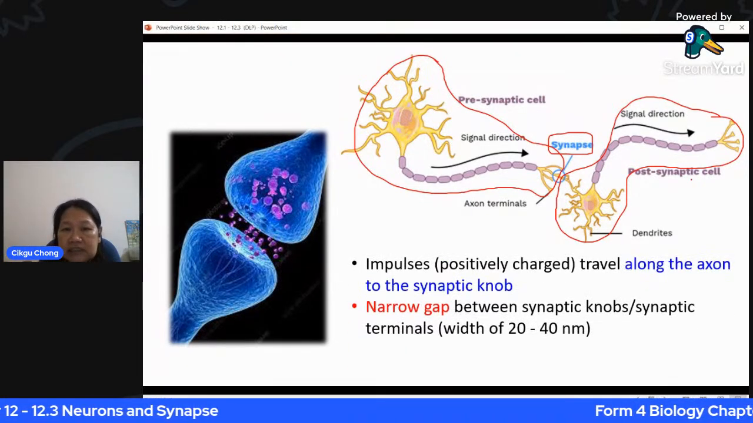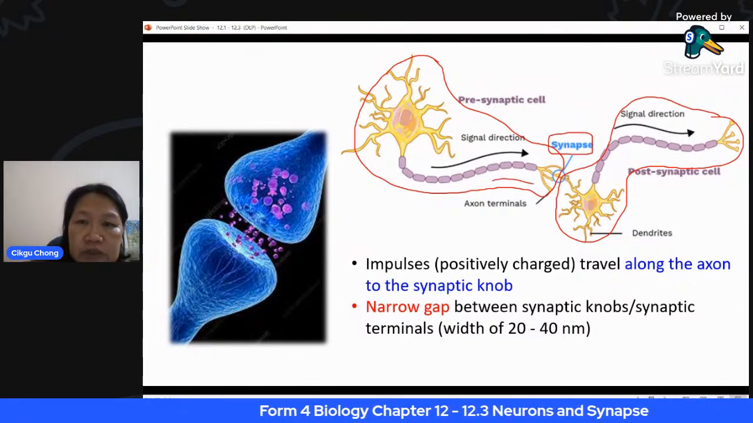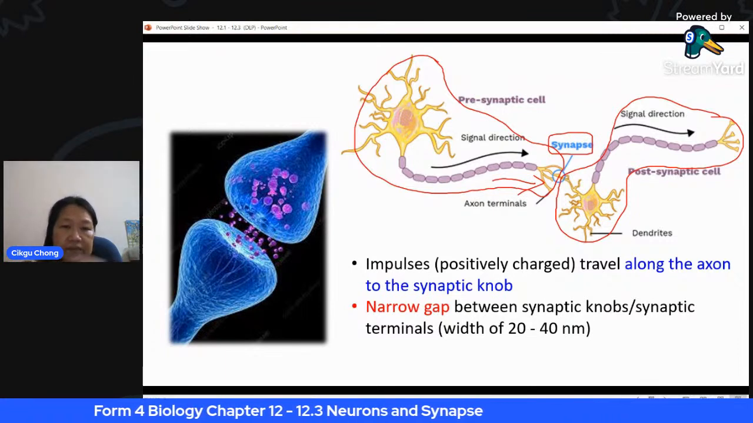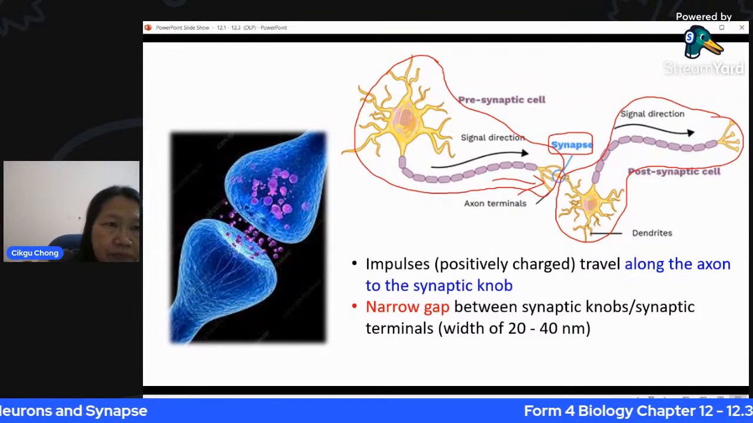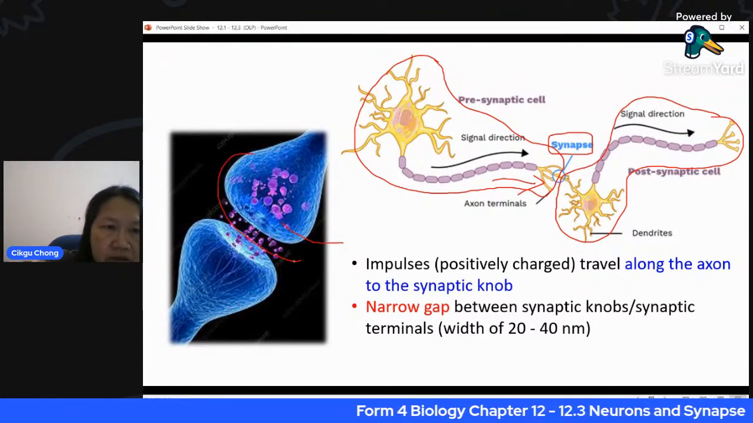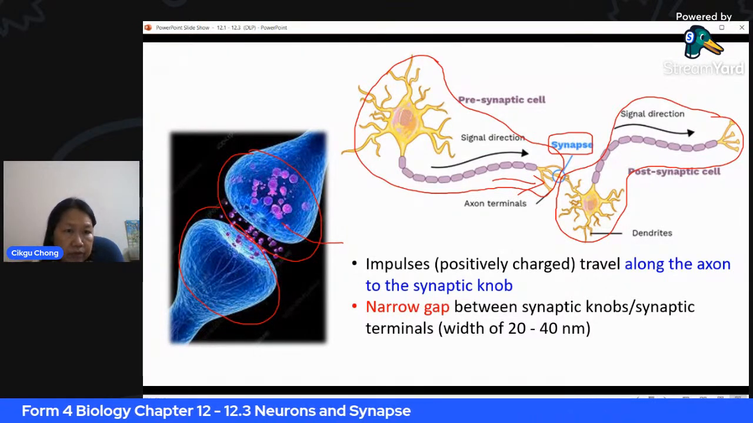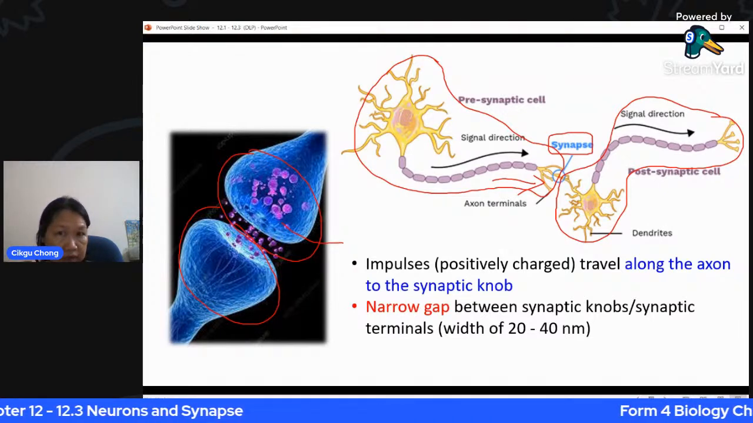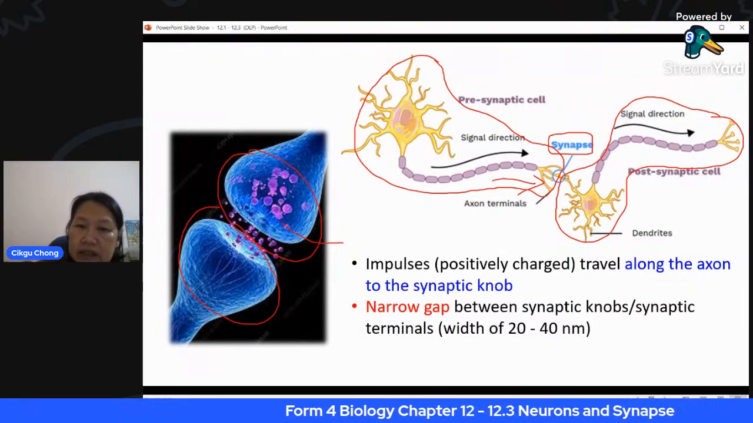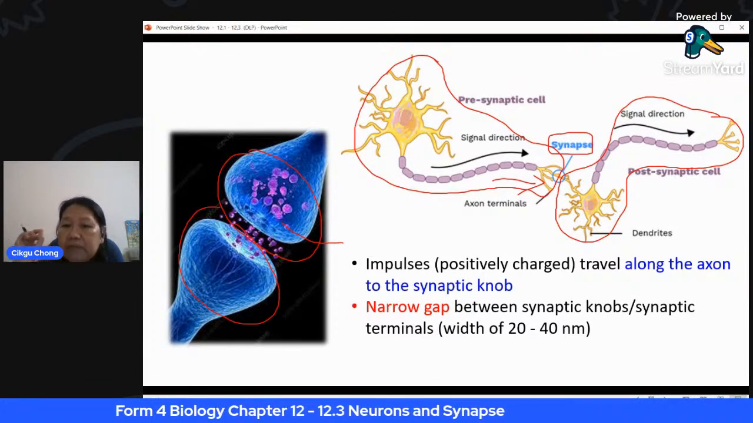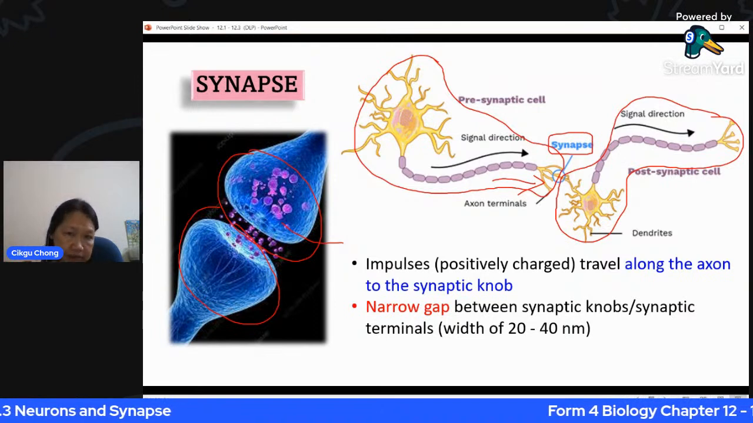These impulses, which are positively charged, will travel along the axon to the synaptic knot. The synaptic knot is the ending, this thing here. One is the pre and one is the post. The one before passing is called the pre, and the other one that receives is called the postsynaptic. The little gap here is about 20 to 40 nanometers, and that gap is known as the synapse.